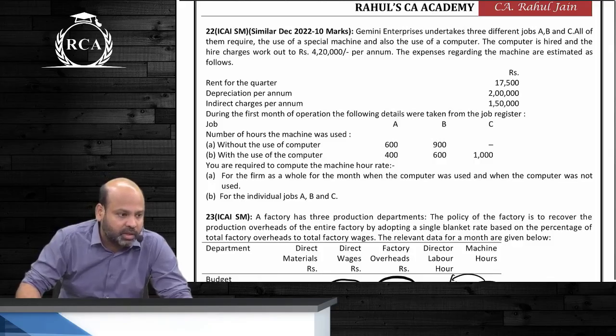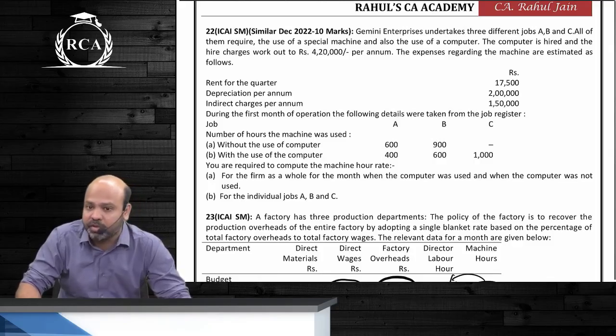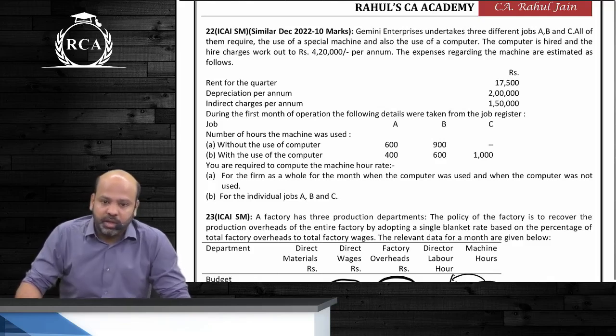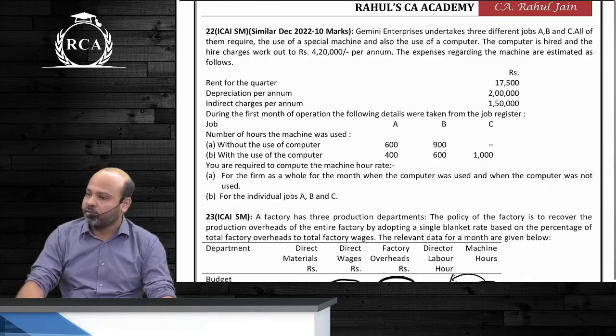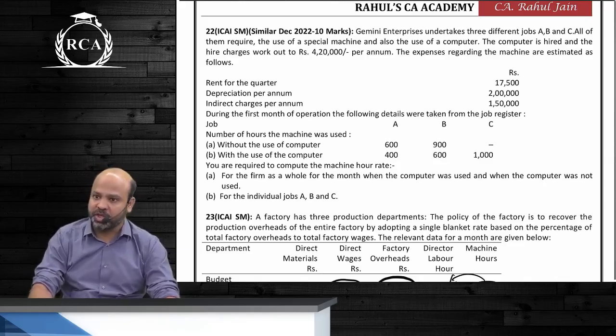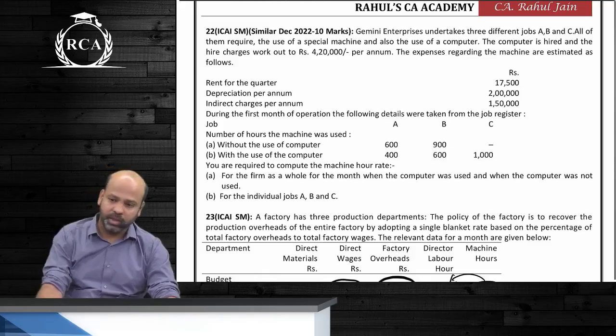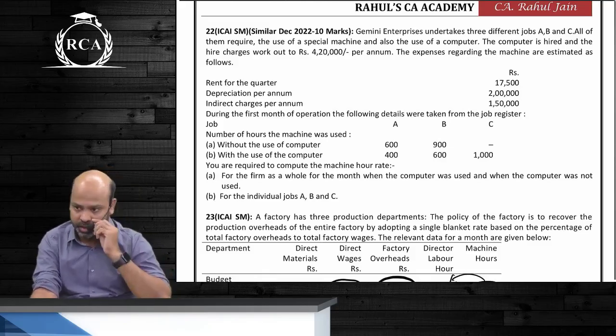2,000 hours are the number of hours for which the computer was used. So 35,000 divided by 2,000 will be 17.5. So if you're using the computer with the machine, the total cost per hour would be 27.5. If you're not using the computer, you're using only the machine, the cost is going to be 10 rupees per hour. These are the two rates that you will need.